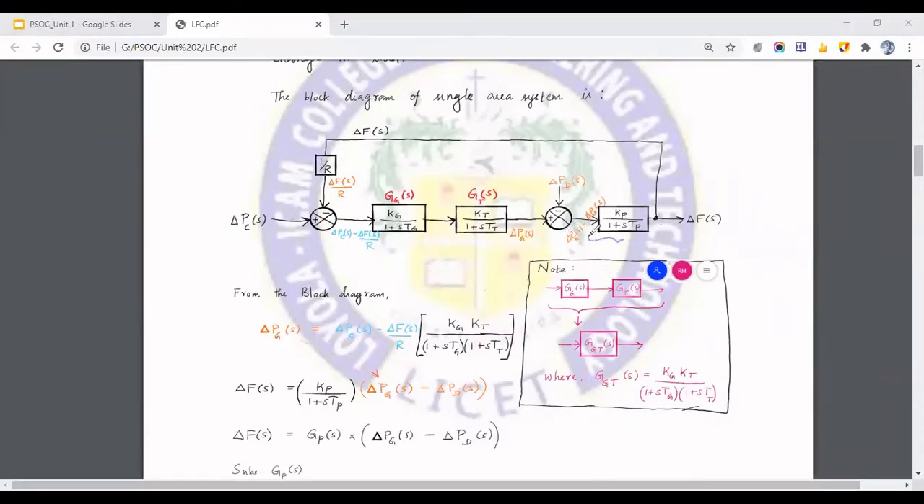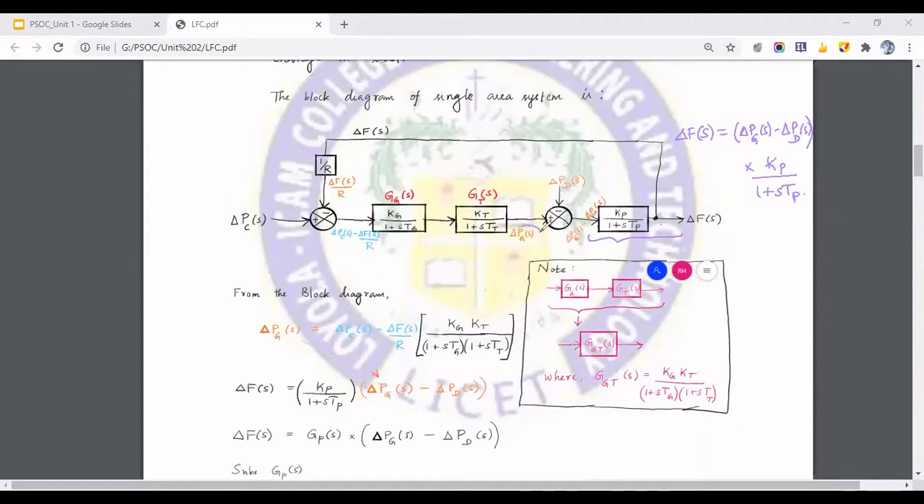If you consider this point, delta f of s is the output. So delta f of s is equal to the input into the transfer function of the block, right? Output divided by input is equal to transfer function. I just cross multiply and write output is equal to input into transfer function. So the input is delta pg of s minus delta pd of s into the transfer function of the block, which is Kp divided by 1 plus S into Tp. So here we have the expression for delta F.